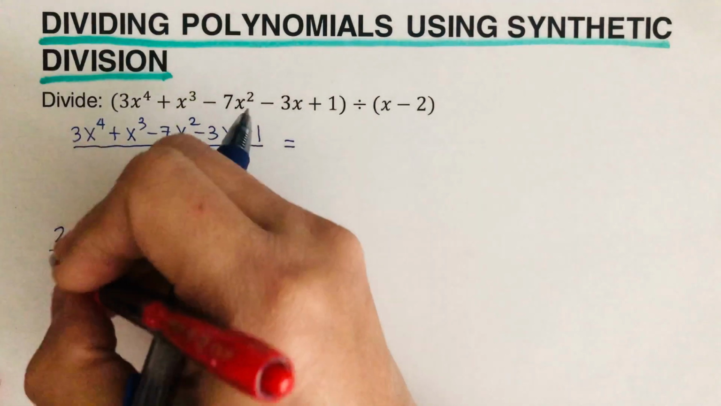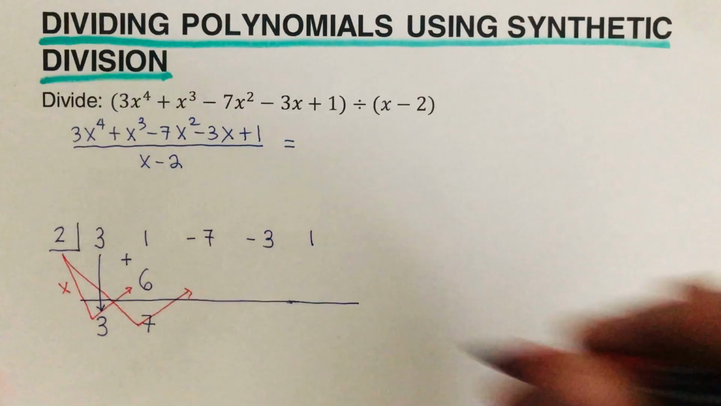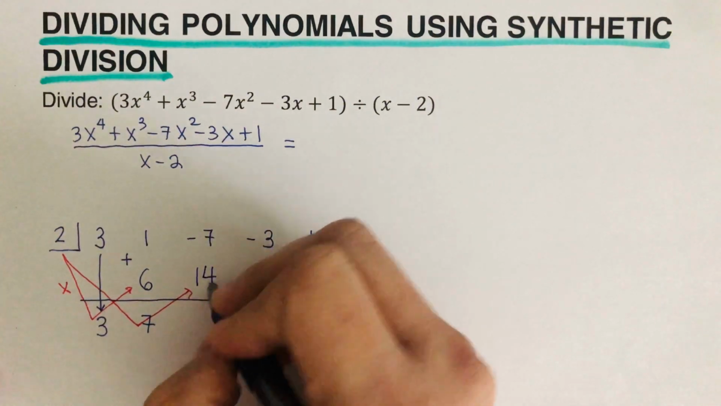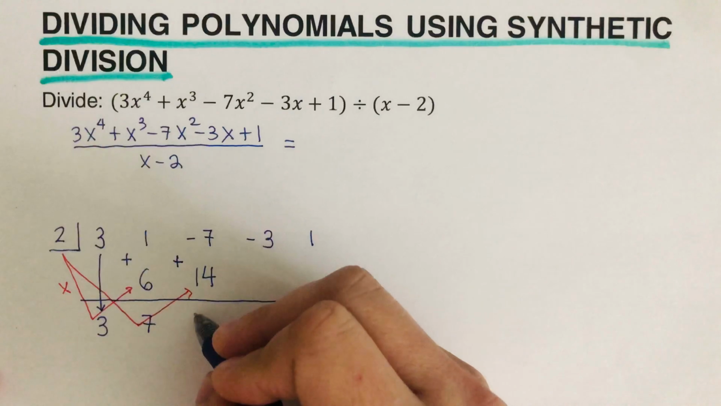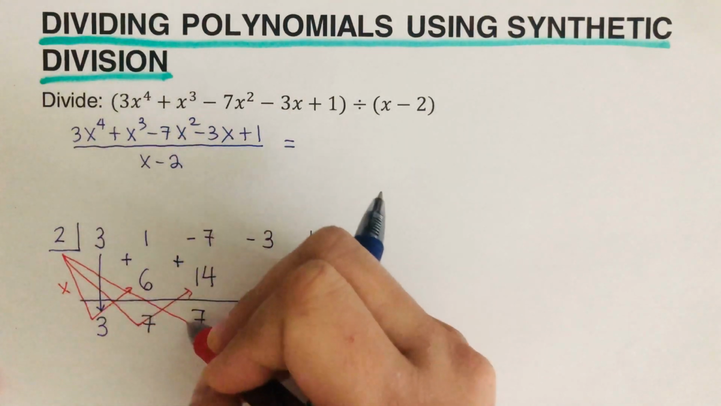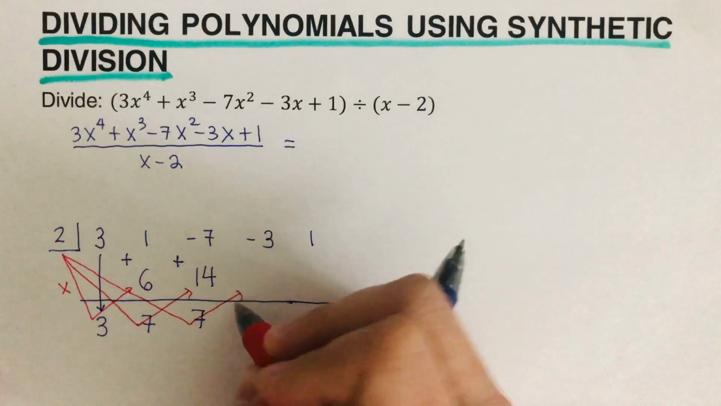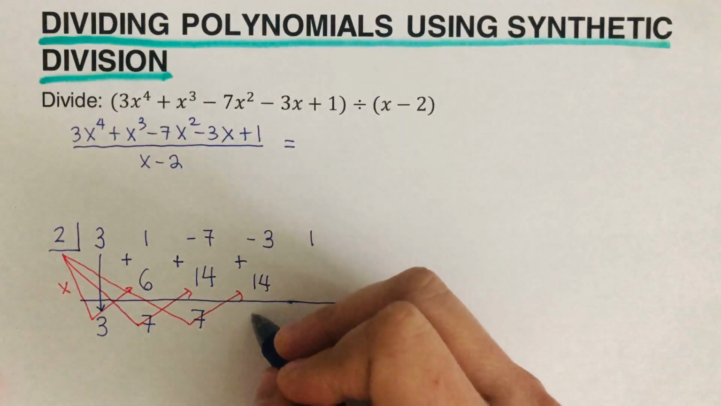And we do the same thing. 2 times 7 is 14, and that's the one that I write here. So this is 14, and we add these two together. So negative 7 plus 14 is a positive 7. And then we do the same thing. 2 times 7 is 14, and we write it up here. So this is 14, and we add these two together. That is a positive 11.